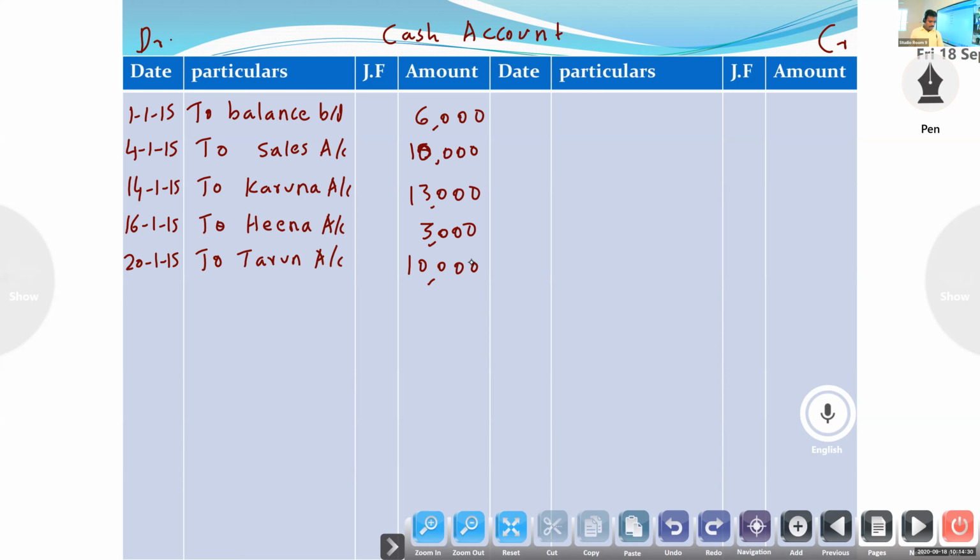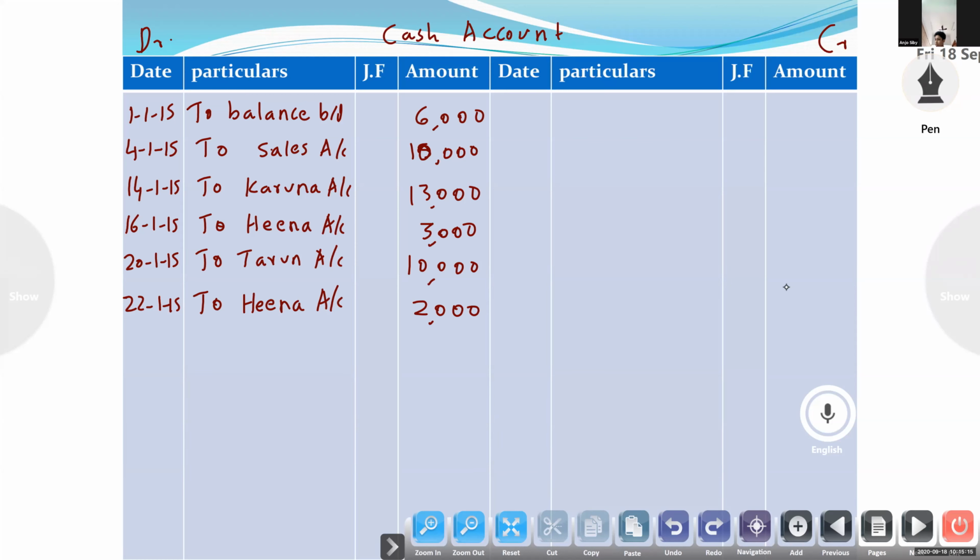Next one, after 20th. 22nd, cash account debit to Hina account. So in cash account, which side? Debit side, 22nd, to Hina account. Amount 2,000. So 22nd is over. Next transaction.